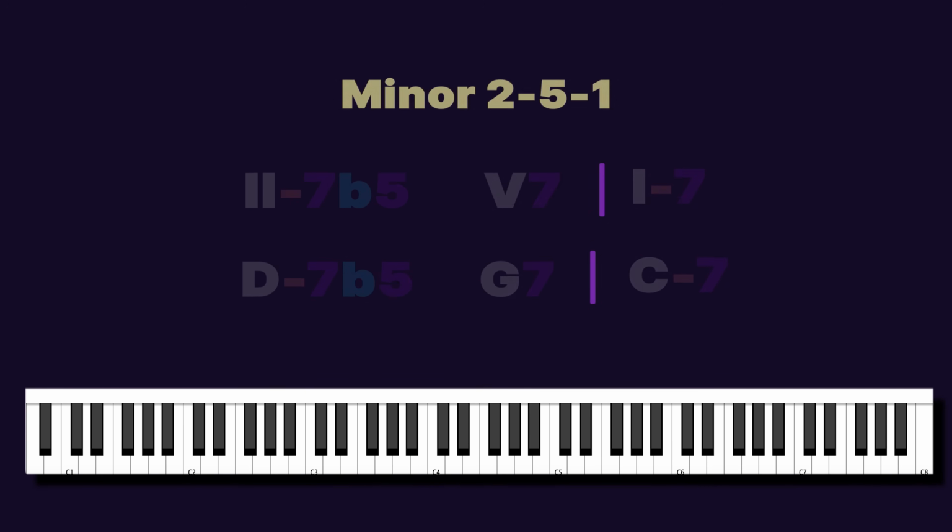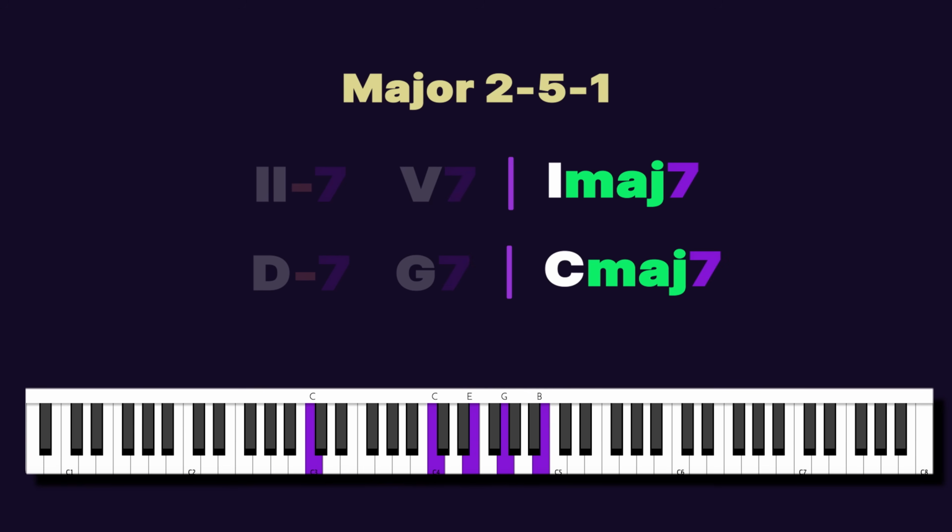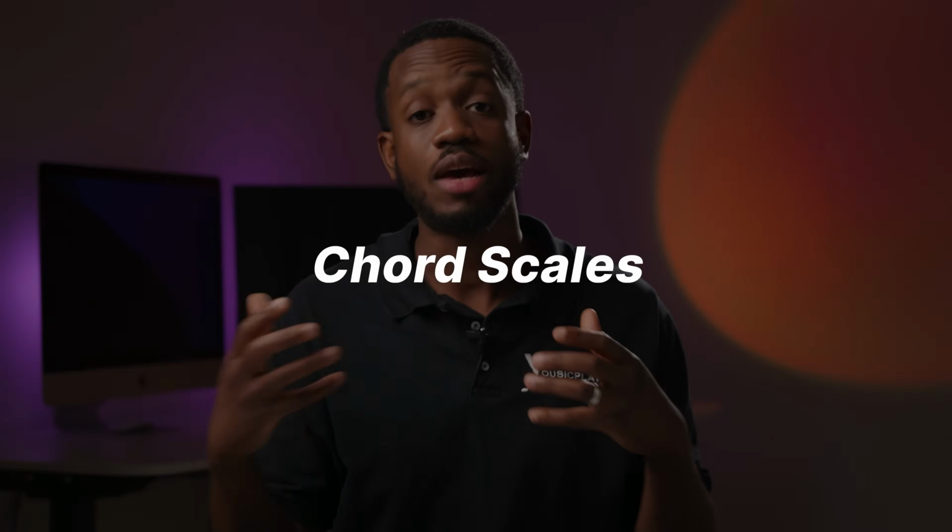Slightly different from our major 2-5-1, where it was a 2 minor 7 to a 5 dominant 7 to a 1 major 7. So what makes these chords different is a term called chord scales. And we're using the chord scale of the chord that we're resolving to. So when we resolve to a major tonality, we use the chord scale of that key.